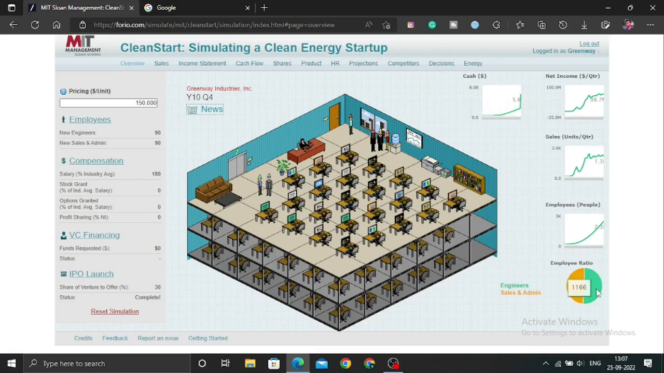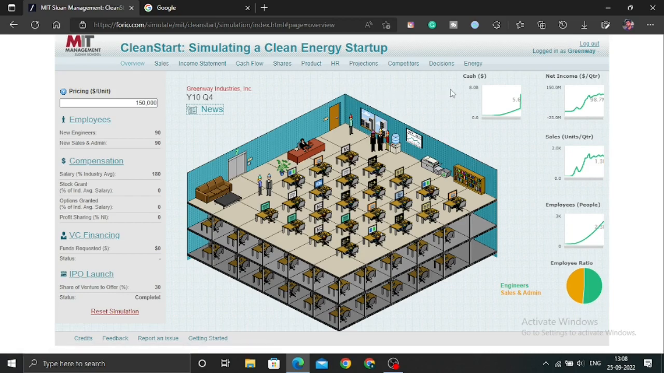So basically, I have a total of 1,166 engineers and 117 sales and admins. So let's look at the performance. My selling price was 1.5 lakh per unit, and my compensation was 180% of the average market. So now let's look at how much money I have made in this game by following this strategy.